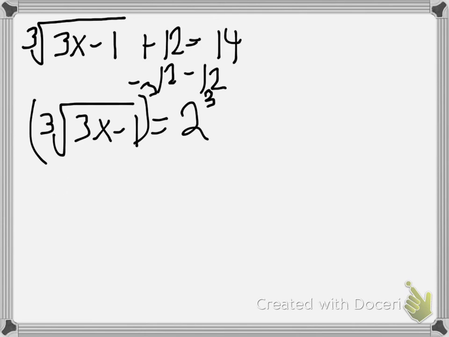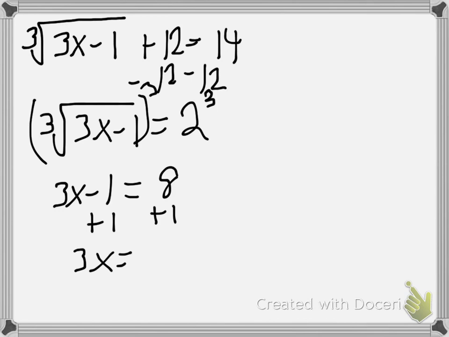So that gets rid of that radical for us. So we have 3x minus 1 equals 2 to the third power. Well, that's simply 8. Now this becomes rather easy to solve. We get 3x equals 9, and we get x equals 3. And we must check our answer.